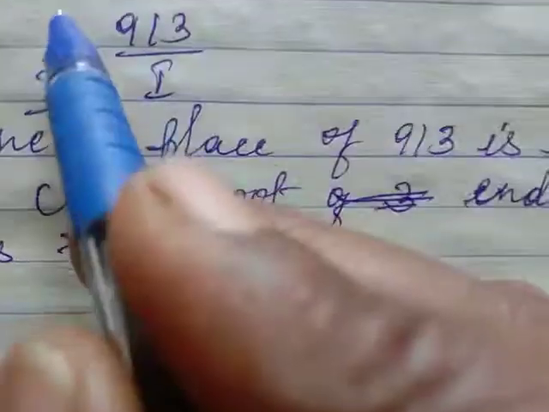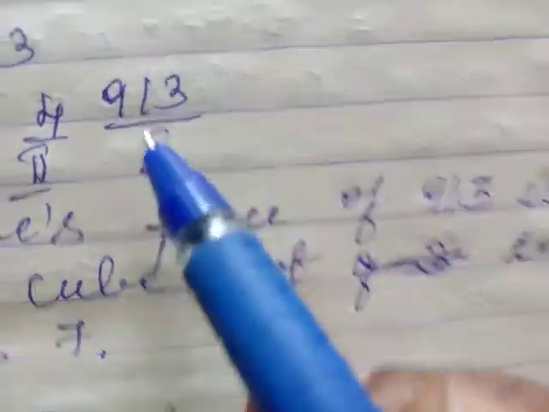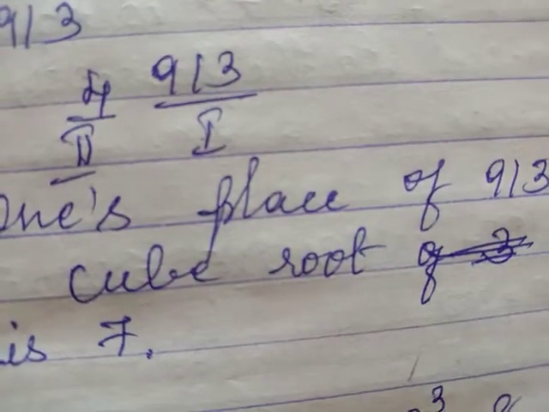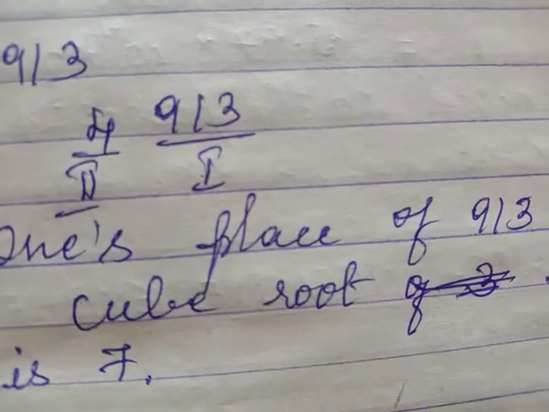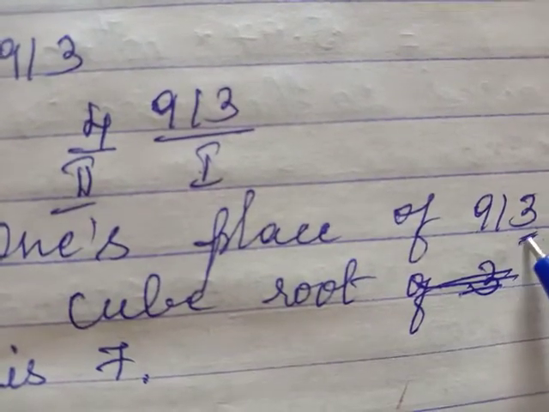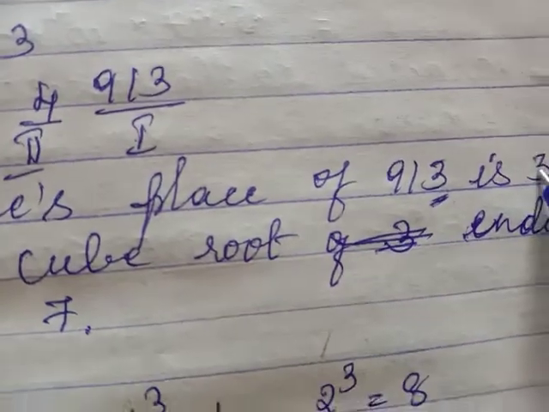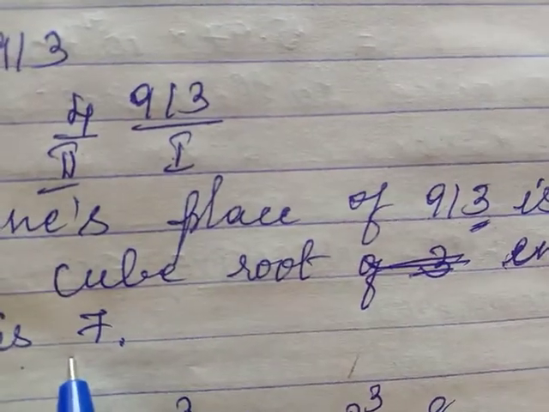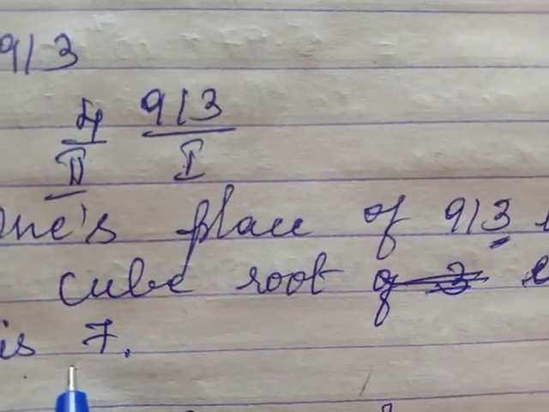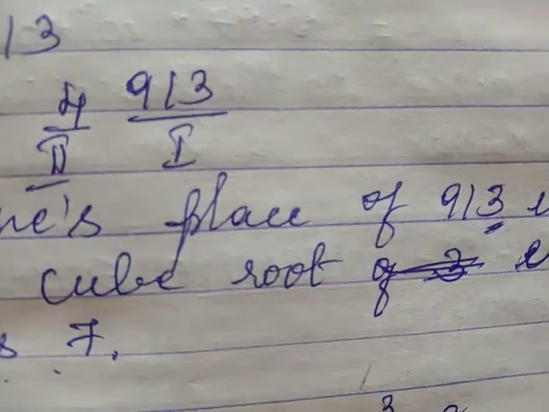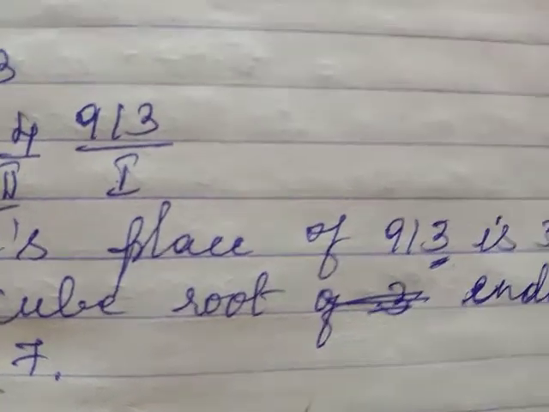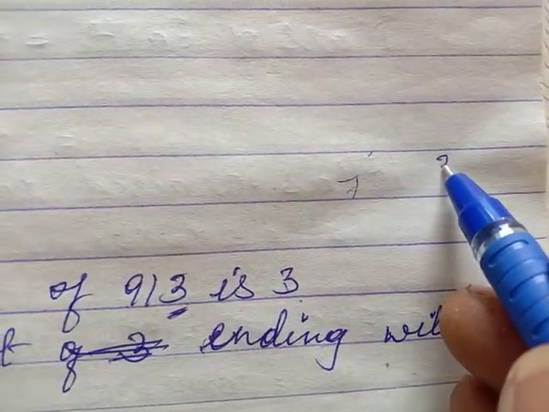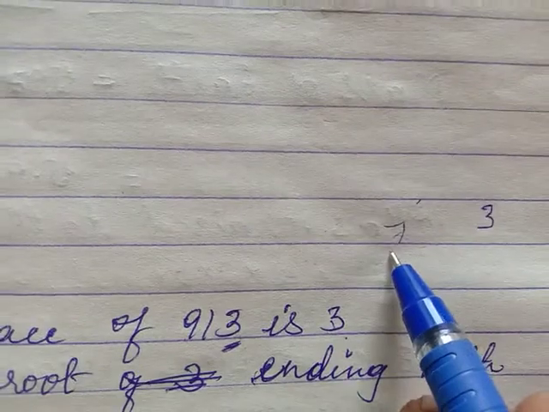Now 4913, here 1, 2, 3 is the first group, then the second group. The ones place of 913 is 3. How? Because the ending number is 3. Okay, understood. And the cube root of a number ending with 3 is 7. Here you can observe that always the cube root of 7 will end with 3.